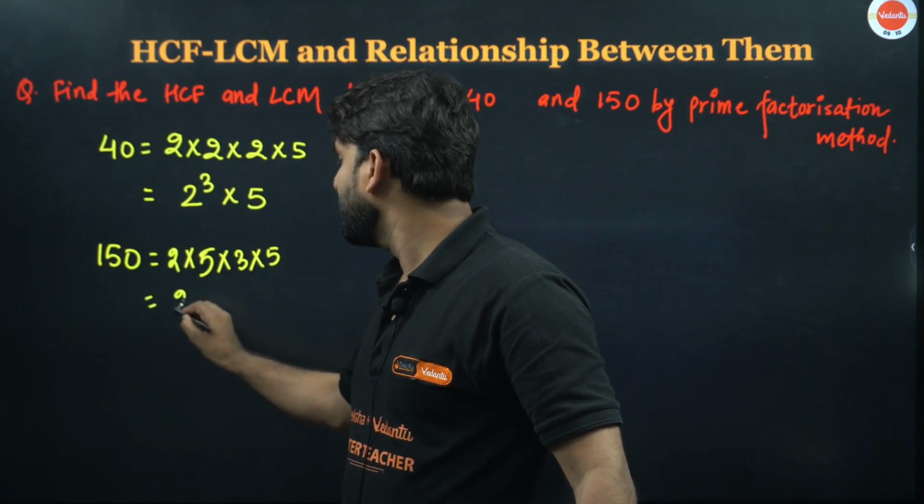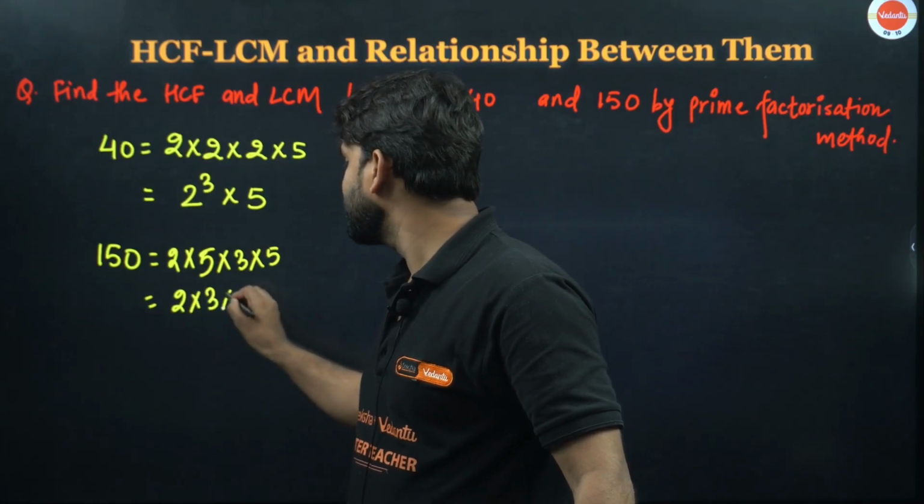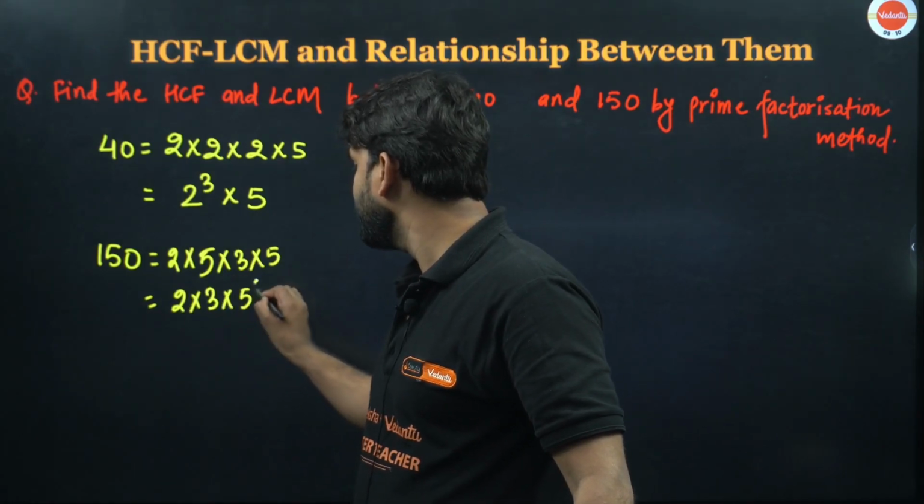Now write it in a proper manner. First take the smaller number, and 5 appears how many times? 2 times.